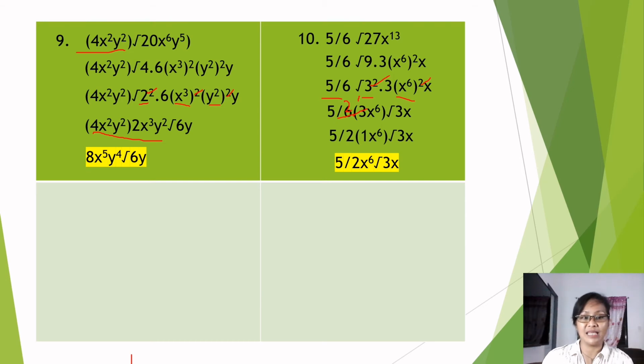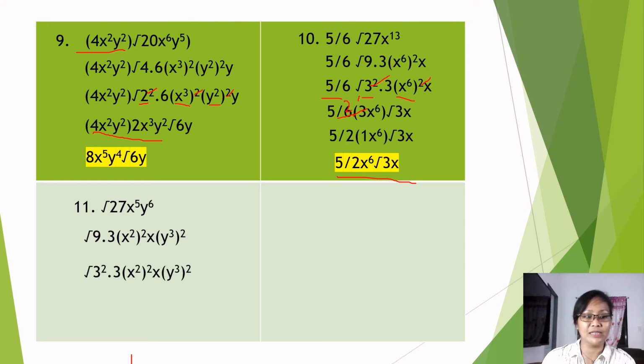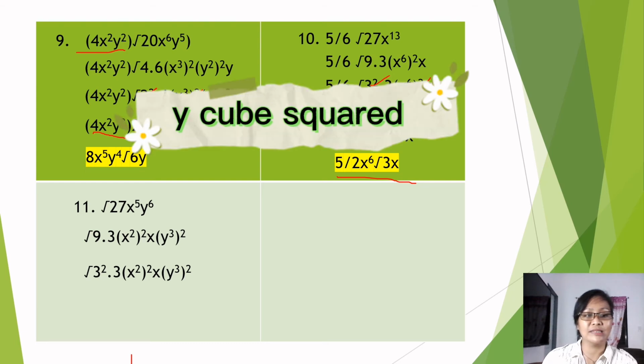root of 3x. Number 11, square root of 27 x to the 5th power y to the 6th power. Factor the radicand. So we have 9 times 3, x squared to the 2nd power times the remainder x, y cubed squared. Then write in exponential form the perfect root 9. So we have 3 squared times 3 times x squared squared times x times y cubed squared.